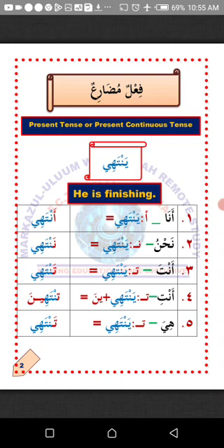Remember, we use yaun to talk about a single male person and ta'un to talk about a single female person. Talking about them does not mean talking to them directly. لعلك فهمت? I hope you understand. MashaAllah.